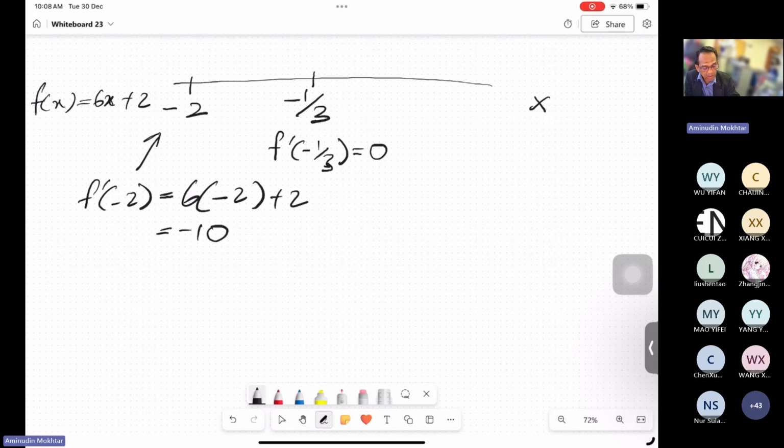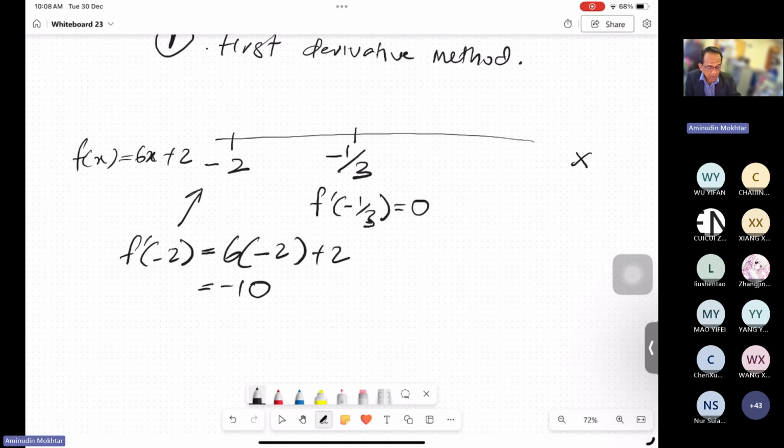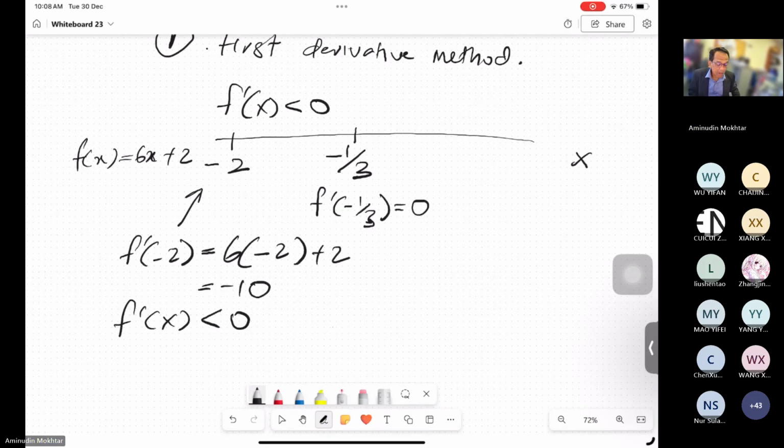The answer is -10. So before the critical point, the slope of the function is negative. If you choose any other point, -3, -4, you will find that the slope of the function is still negative. So before -1/3, before the critical point, the slope of the function is negative.